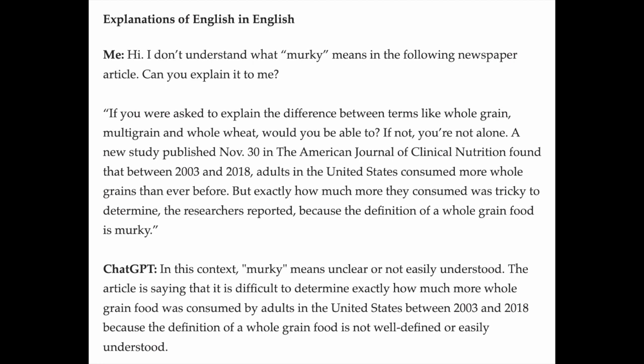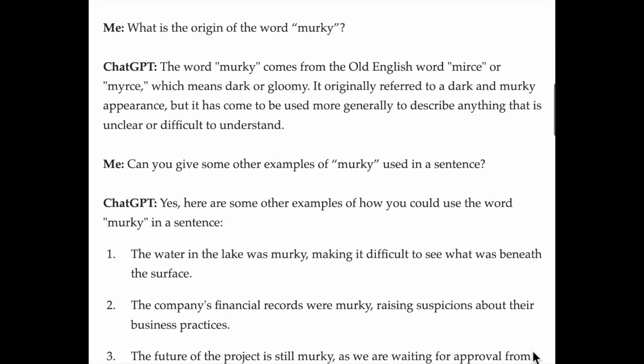Well, in this context, murky means unclear or not easily understood. So it gives a correct definition of this meaning in the context. And it says the article is saying that, so it summarizes the article and the meaning of the word in the context of this article, of this paragraph. My reading of that is that it's basically correct, so it did a good job.